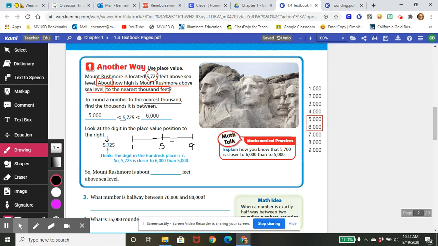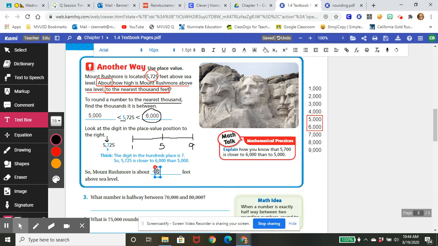Okay? And so what I'm picturing is, if I have 7, is that closer to my lower number, or is it closer to my higher number? Here I have 1, 2, 3, 4, 5. Here I have 5, 6, 7, 8, 9. 7 is over here, and it's closer to the higher number. It's closer to the 6,000. Okay, so looking at that, 7 lets me know that it's higher and it's closer to 6,000. So Mount Rushmore is about 6,000 feet above sea level.